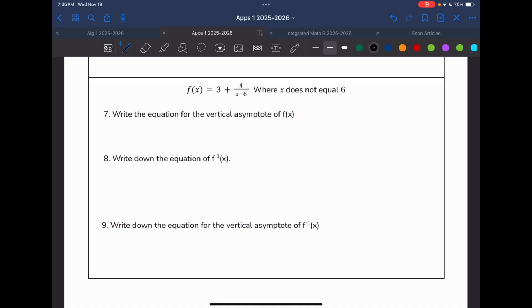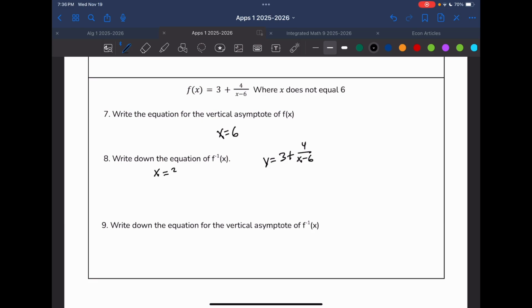All right. And now we have this function down here. We're trying to find the vertical asymptote of it. Well, we know the vertical asymptote will occur when a denominator is 0. So that will happen when x is equal to 6. And now we need to find the inverse of this. So I'm going to start by rewriting it. Y is equal to 3 plus 4 over x minus 6. And I'm going to switch x and y to find our inverse.